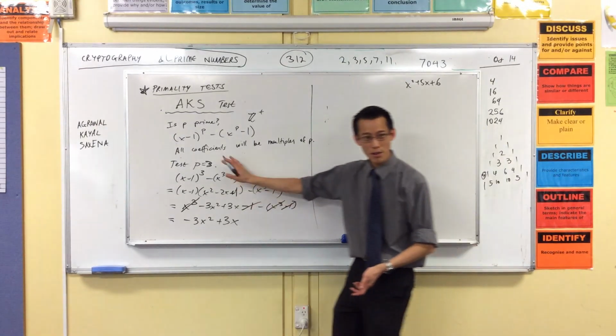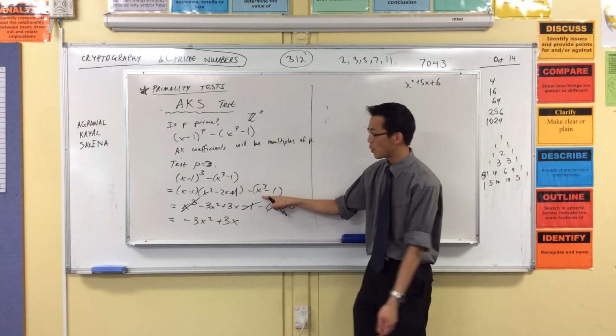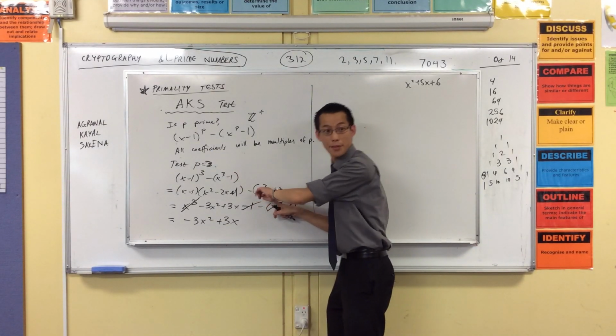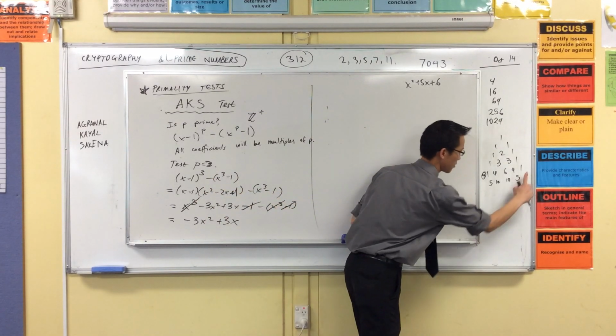So when I do this process, you see what this does here. If we were doing this test for p equals 5, all you're doing really is taking off the first one and taking off the last one. So really all you're doing is this.